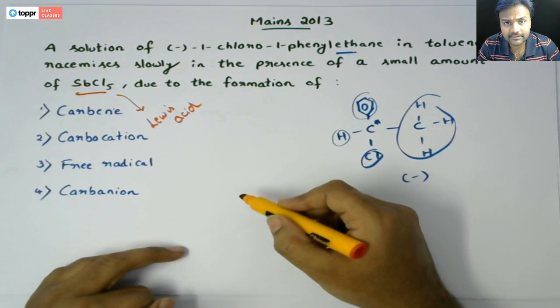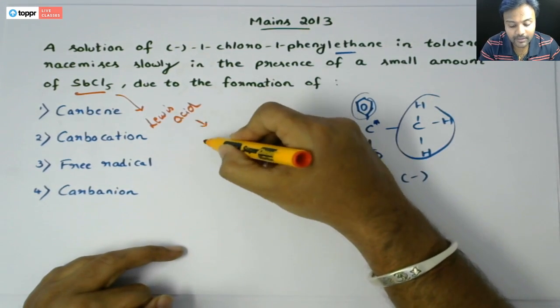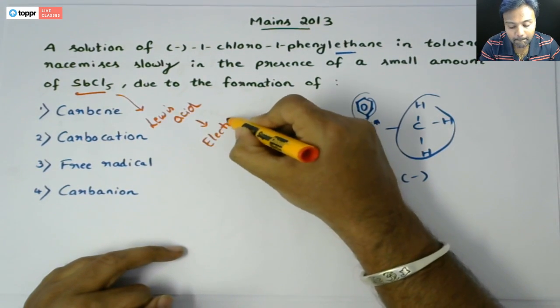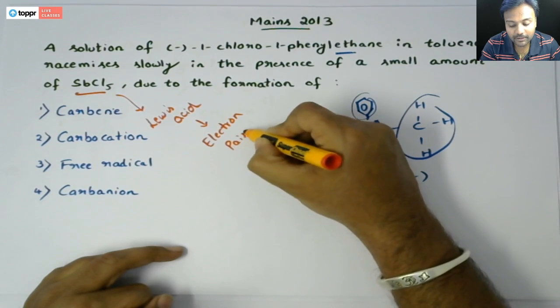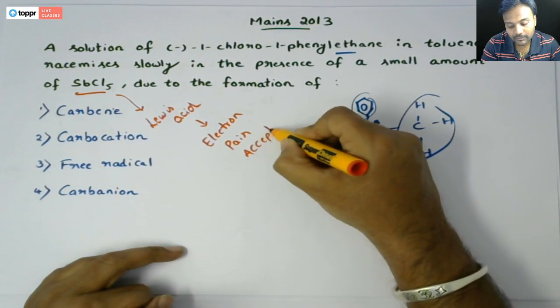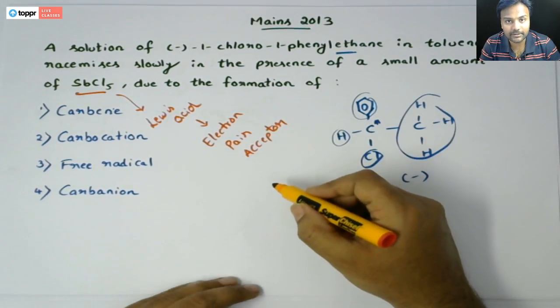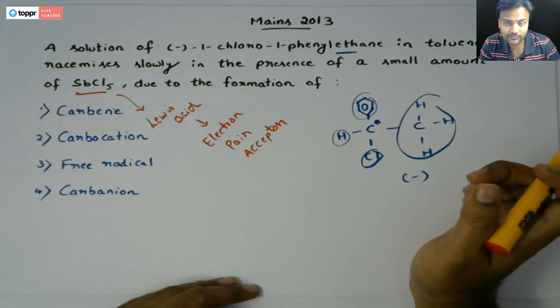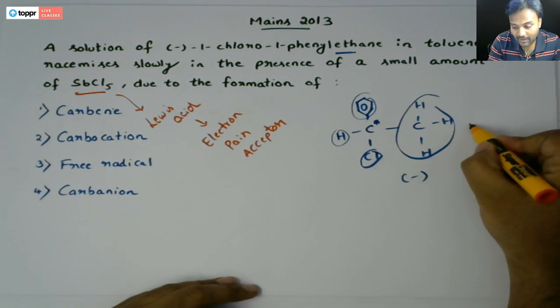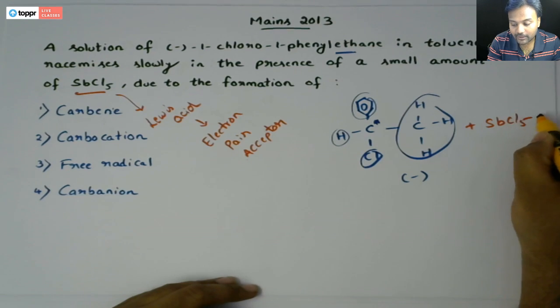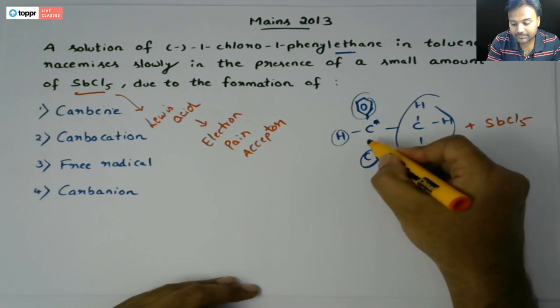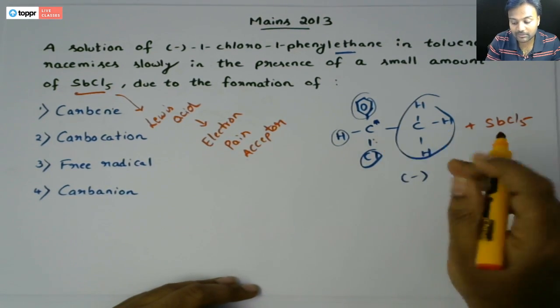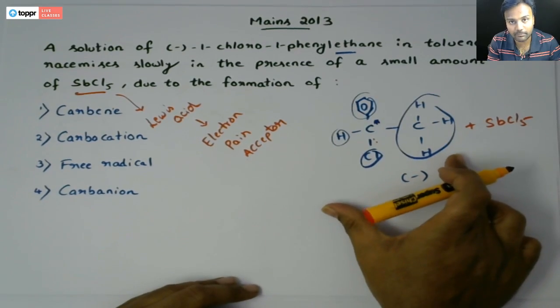What is Lewis acid? Lewis acid is an electron pair acceptor. Lewis acid is electron pair acceptor, means it accepts the pair of electrons from a compound. Means when I have added antimony tetrachloride to this compound, it accepts the pair of electrons of chlorine, because this is the only good leaving group present in this compound.